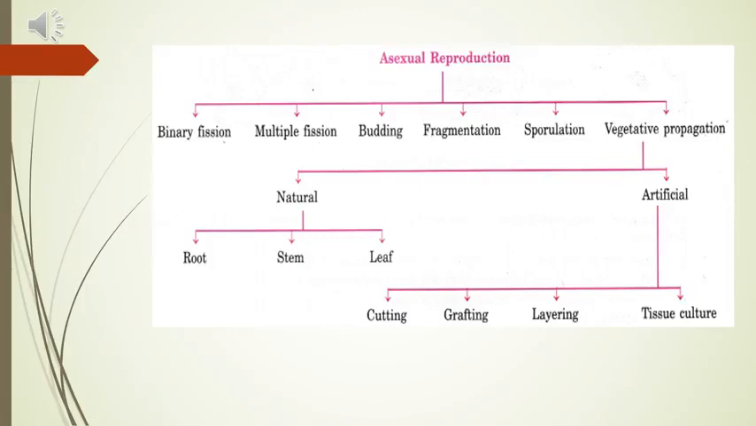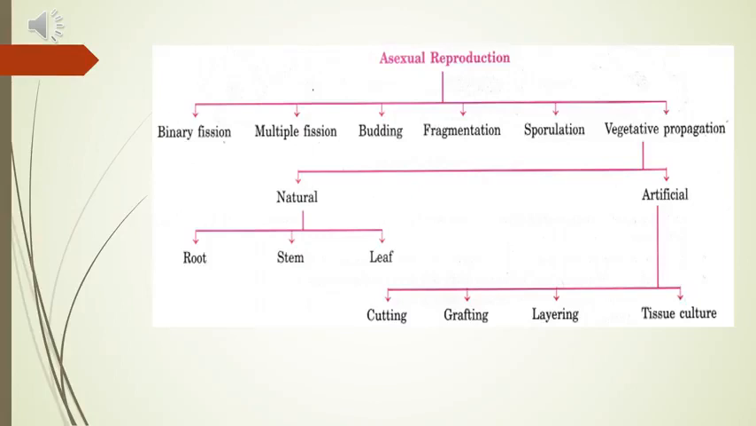Now, again, if we talk about binary fission and multiple fission, you know very well that binary fission just takes place in unicellular organisms, very common ones, for example, amoeba. Multiple fission means when there is a formation of more than one offspring or more than one daughter cell by a single parent cell, that we call multiple fission.